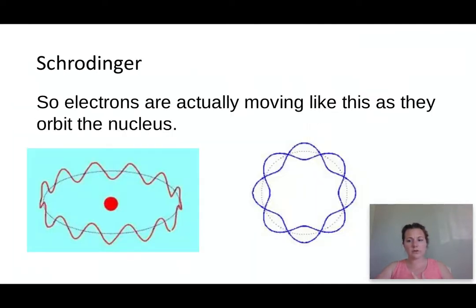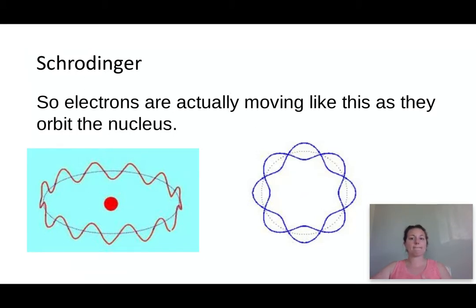So after de Broglie, Schrodinger comes along. Now, he did a few different things. He did some stuff with a cat, and he kind of contributed to the uncertainty principle. But if you don't know what Schrodinger's cat is, you can hit pause and look that up later.